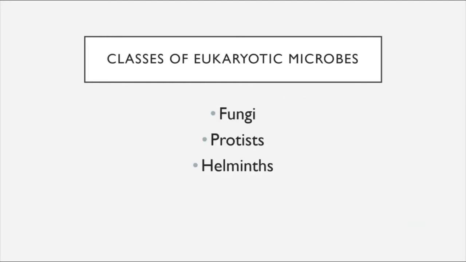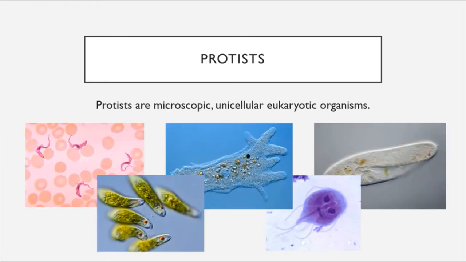So this completes our discussion of fungi, one of the categories of eukaryotic microbes, and now we're going to move on to another category, the category of protists. So we learned in chapter one that protists are unicellular eukaryotes. However, this is just about all that they have in common with each other.